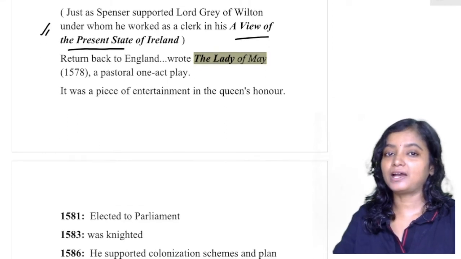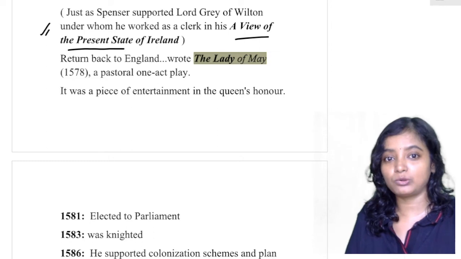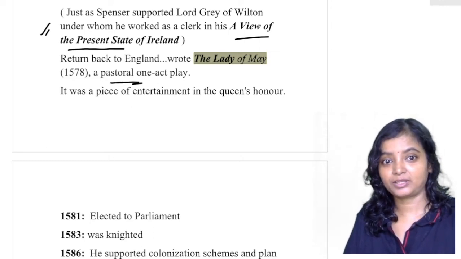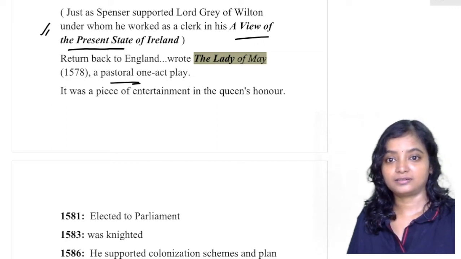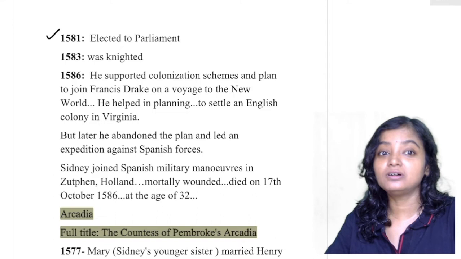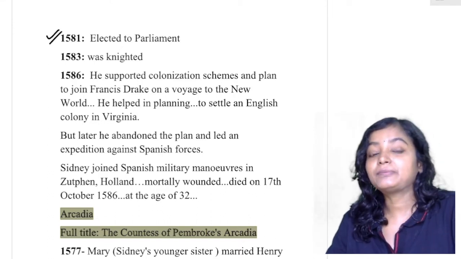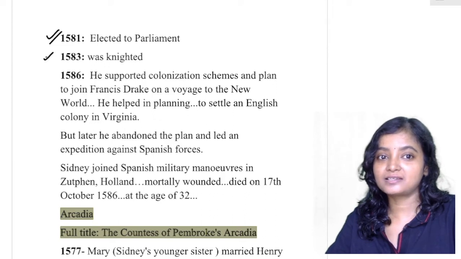Now, returning back to England, he wrote The Lady of May. It is a pastoral one-act play. It was a piece of entertainment in the Queen's honour. 1581, he was elected to Parliament. 1583, he was knighted. All these years you have to keep in mind.